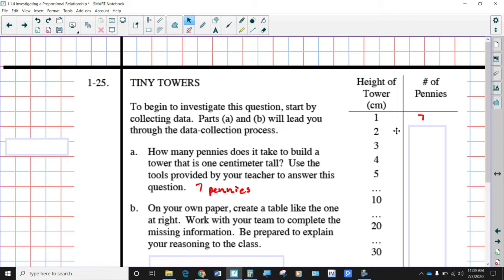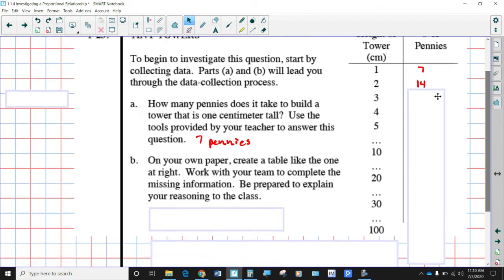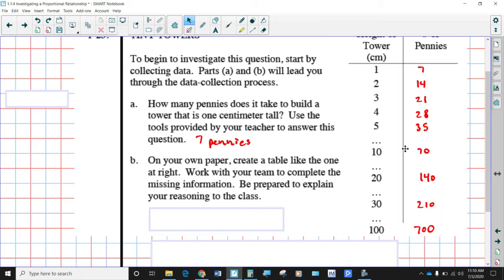So does it make sense that 2 centimeters would be twice the number of pennies? That is the nature of proportional relationships. There's a multiplier that's happening here. So as we work further down, 3 centimeters, 21 pennies, 4 centimeters, 28 pennies, and so on and so forth, until eventually you start to realize something here.